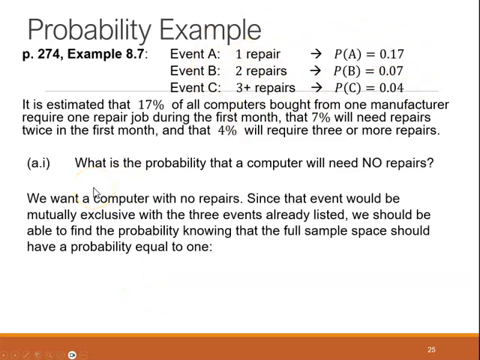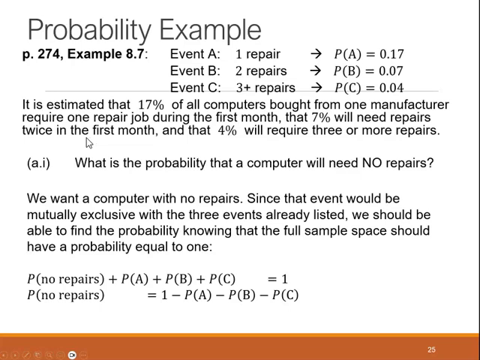So if I have no repairs, that is mutually exclusive to the other events because I can't have 1 repair and 0 repairs, right? That doesn't make any sense. So no repairs plus the probability of A plus the probability of B plus the probability of C better give me 1, right? Because it's a probability space. Those are the 4 possible outcomes because it's 3 or more, right?